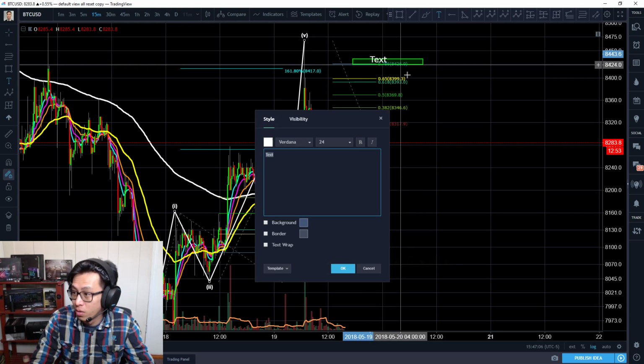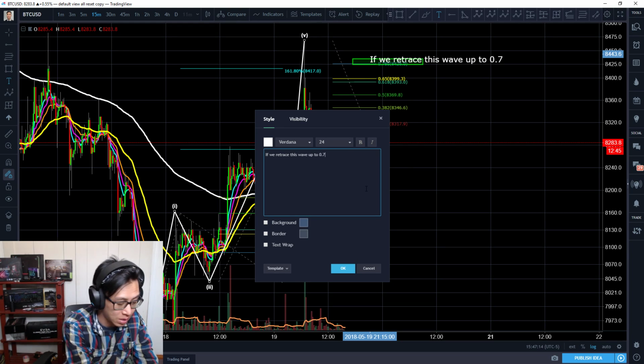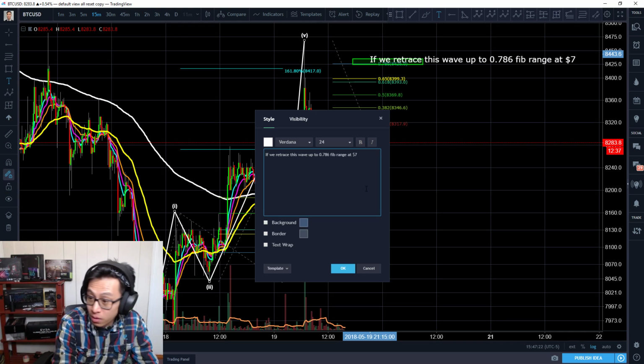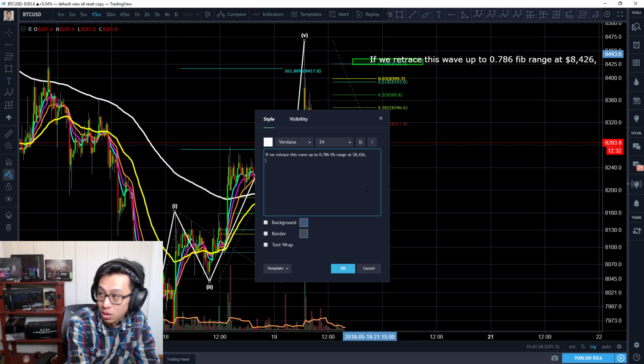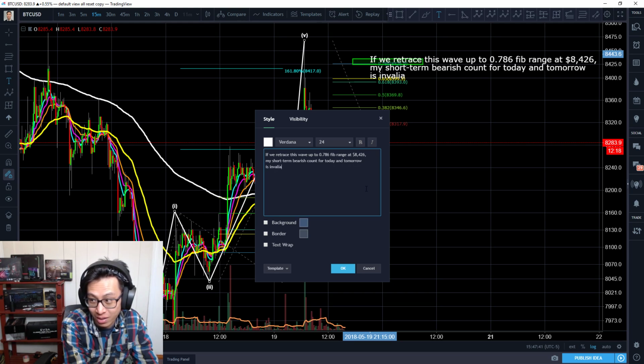If right now, if we retrace this wave up to the 0.786 fib range at 8,426, my bearish count is invalidated, okay? My short-term, I'm going to be very clear, short-term bearish count for today and tomorrow is invalidated. I want to be very clear so you guys don't mix up my words.